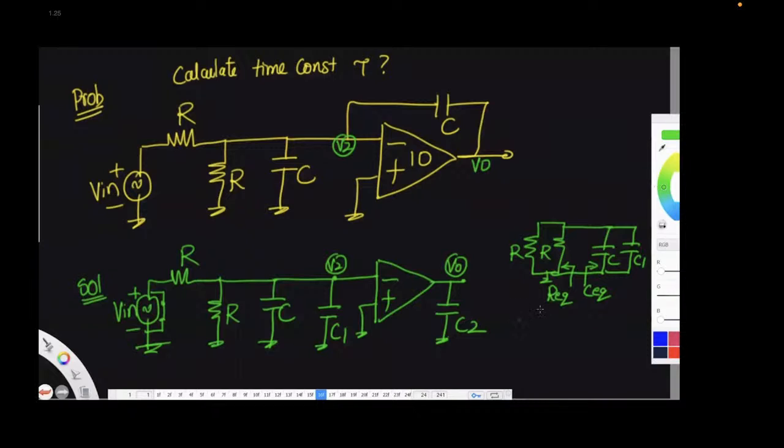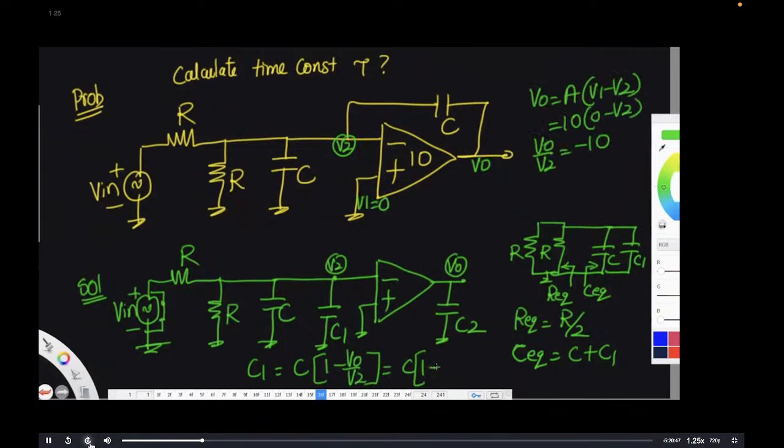So what is R equivalent? R equivalent is going to be R by 2. And C equivalent is going to be, if two capacitors are in parallel, what is the overall capacitance? It has to be addition, right? That's it. So what is tau? Tau is this product. But what is C1? I told you. C1 is going to be C multiplied by 1 minus V naught by V2.